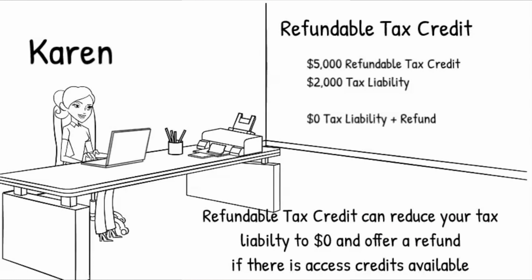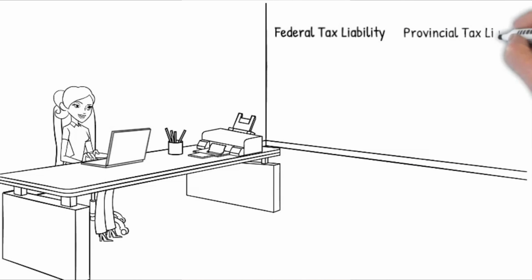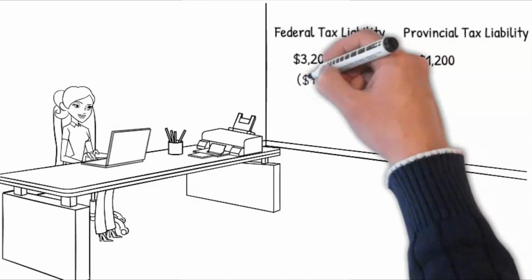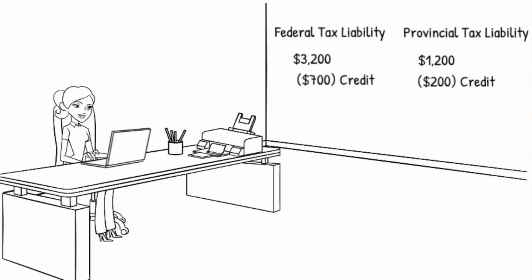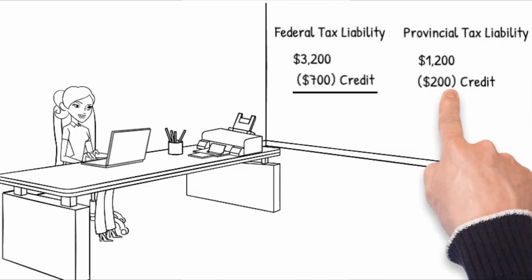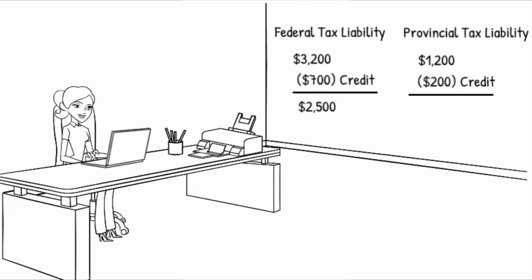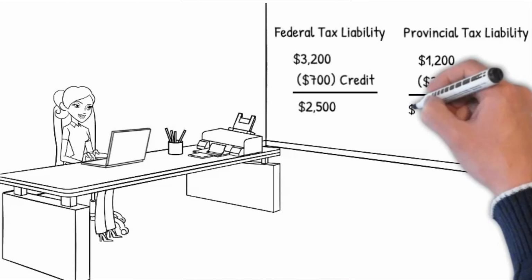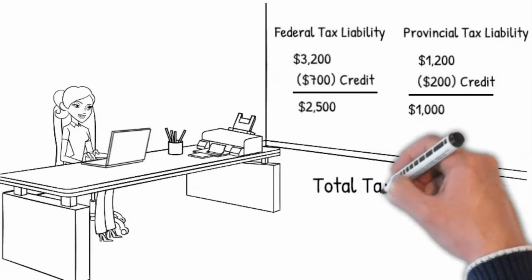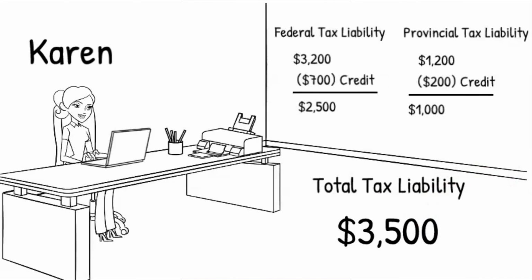So let's say Karen has a $700 non-refundable tax credit federally and a $200 non-refundable tax credit provincially. This would reduce her federal tax liability from $3,200 to $2,500 and her provincial tax liability from $1,200 to $1,000. So her total tax liability would be $3,500.